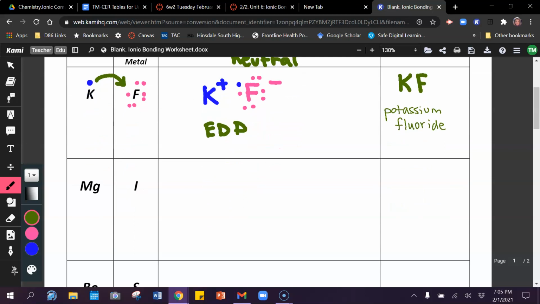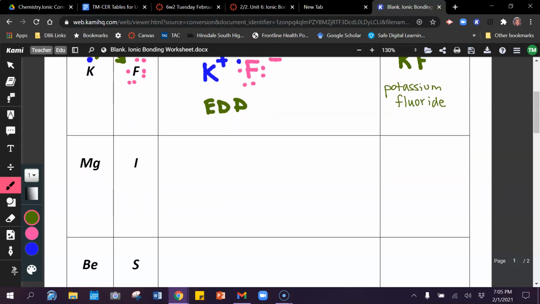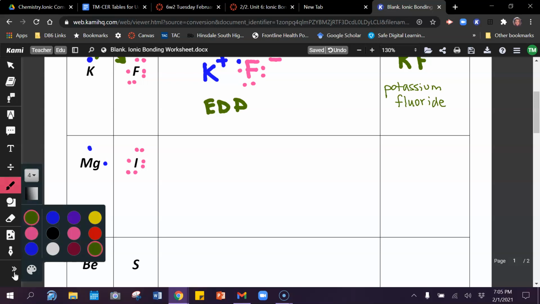But let's come down here to a compound that's formed between magnesium and iodine, because it's going to be a little bit different. Magnesium is going to have 2 valence electrons because it's in the second column. And iodine is in the very same family as fluorine, so iodine is going to have 7 valence electrons here. So iodine needs 1 more electron in order to have a full shell.